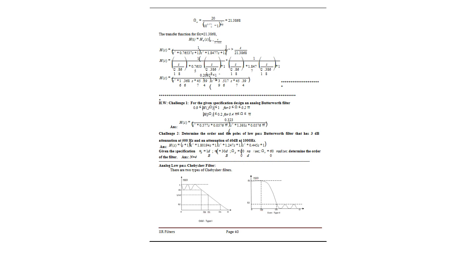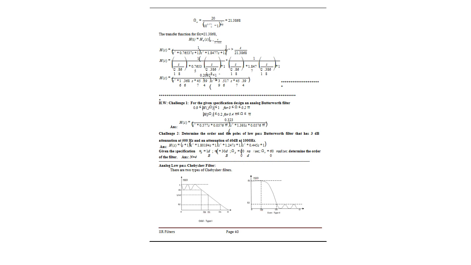So determine the order and the poles of a low pass Butterworth filter that has a 3 decibel attenuation at 500 Hz and an attenuation of 40 decibel at 1000 Hz. So that is given. Next we are going to see the given specification, that is alpha P is given. Everything, pass band, stop band, and the pass band frequency and stop band frequency, will be given. So we have to find out the answers. Likewise also the questions will be given.